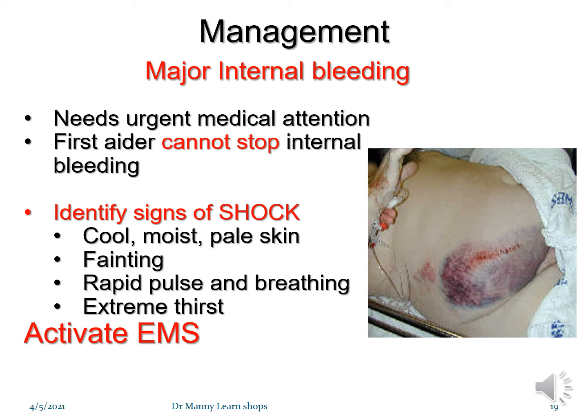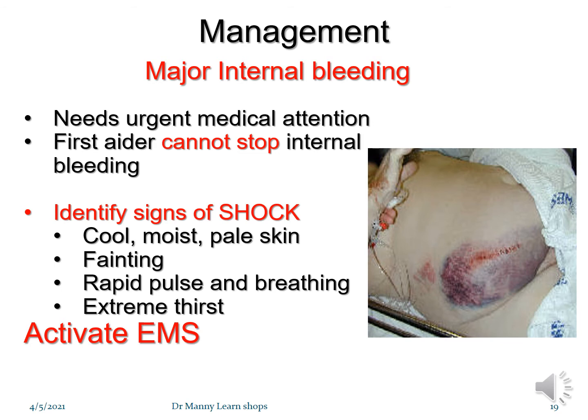Major bleeding, however, needs urgent medical attention. You, as the first aider, can't stop internal bleeding. It's internal. This could be in the chest, in the abdomen, in the pelvis, in the head. It's important to identify signs of shock. Signs of shock basically are cool or cold, moist, pale skin. The person could be affected cerebrally and faint. They could have a rapid pulse and rapid breathing. They may express extreme thirst.